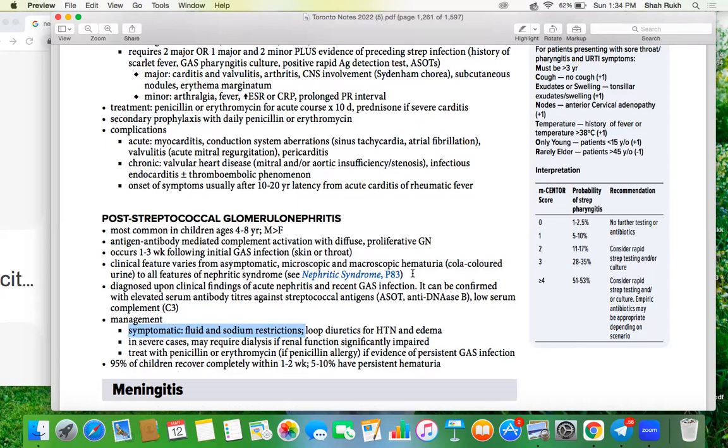So that's it for today. I hope you guys read this topic. These are very, very important. Pediatrics is one of the very favorite topics of the exam.